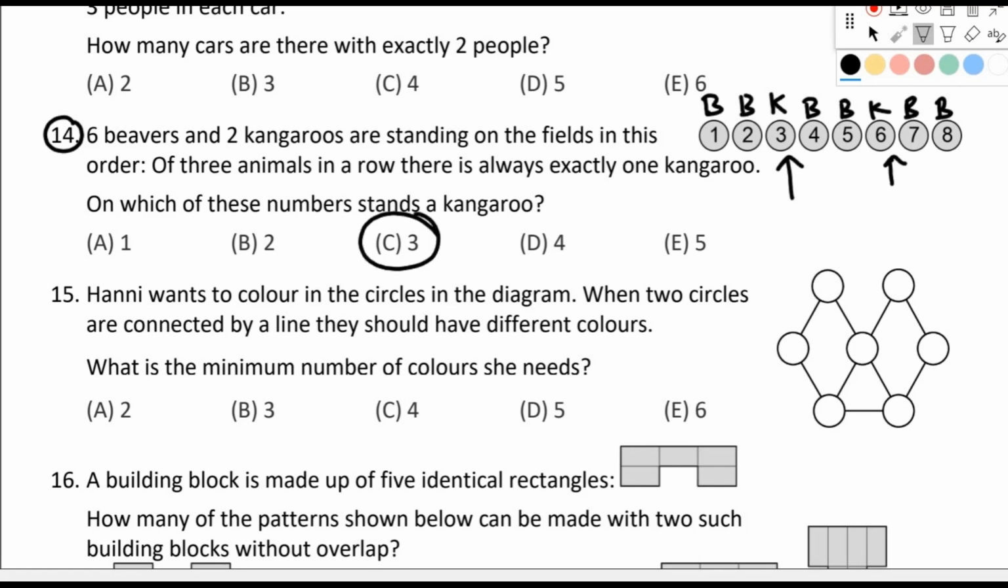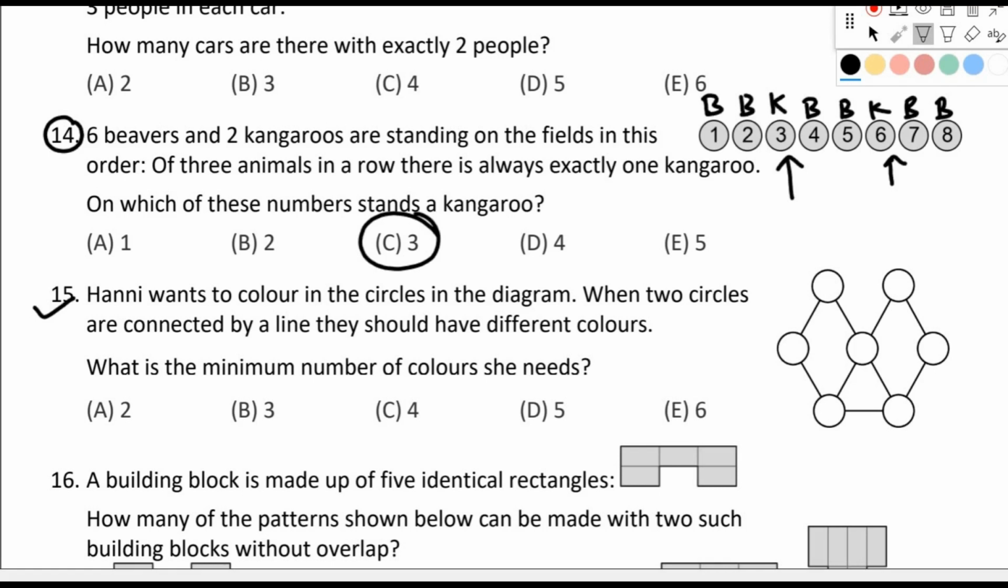Coming to 15th question. Hanny wants to color circles in the diagram. When 2 circles are connected by a line, they should have different colors. What is the minimum number of colors she needs?